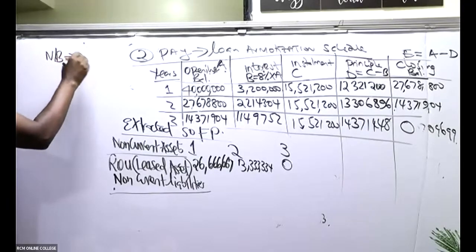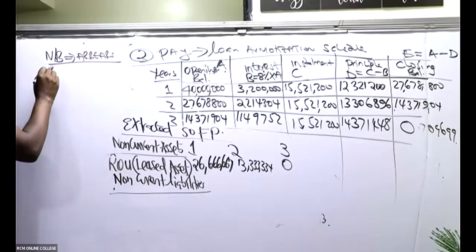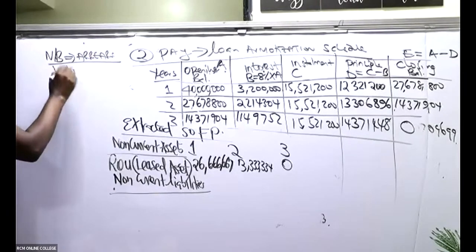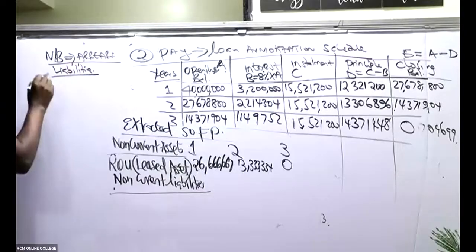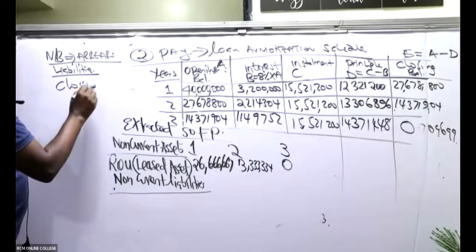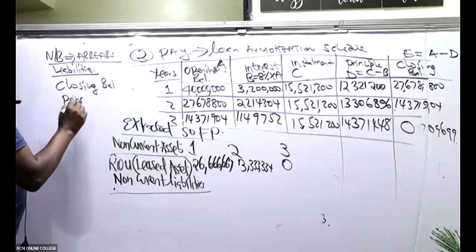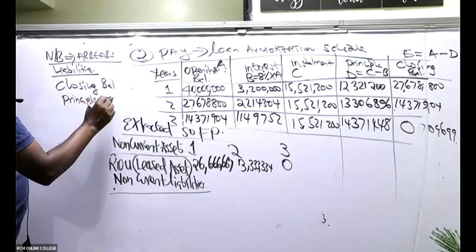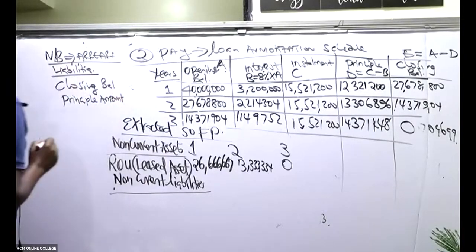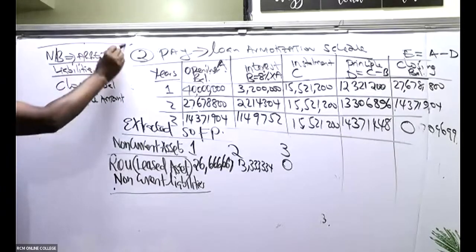If payments are done in arrears, in terms of liabilities, we shall always pick the closing balance and the principal amounts. Closing balance under the principal amount. These are very, very important notes. Please write it in full like this.